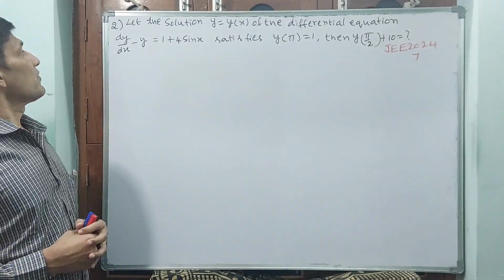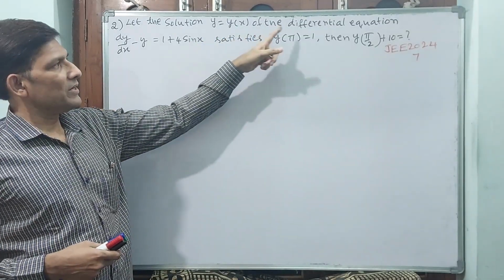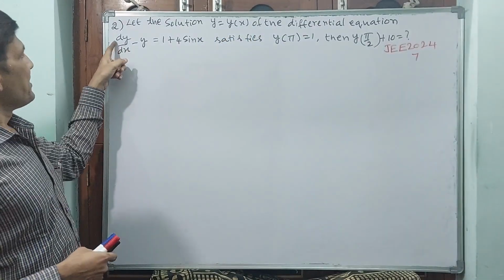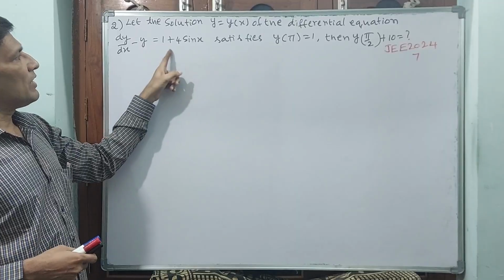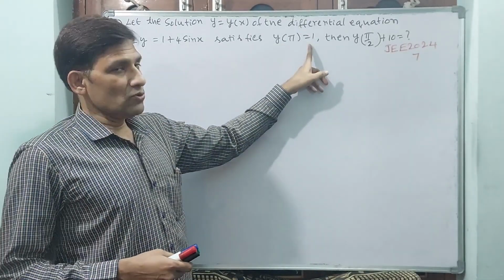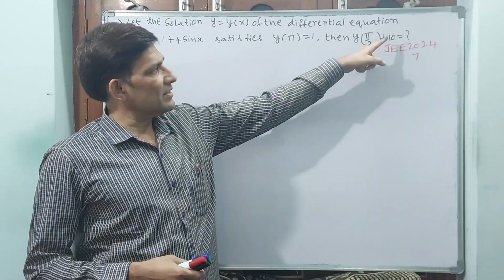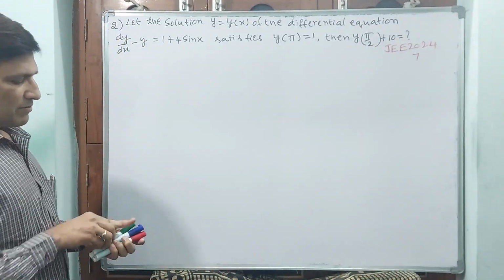Okay, see question number 2. Let the solution y = y(x) of the differential equation dy/dx − y = 1 + 4 sin x satisfy y(π) = 1. Then what is the value of y(π/2) + 10? Okay, 7 has to come as the answer.